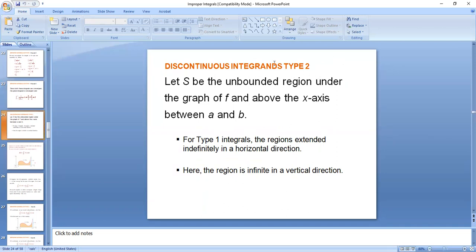We say they are discontinuous because the function itself, if plotted on the designated interval, which is at the same time also the limits of integration, will not be a continuous plot of the function. There will be an infinite discontinuity on the graph of the function. And as such, it's still categorized under improper integral.